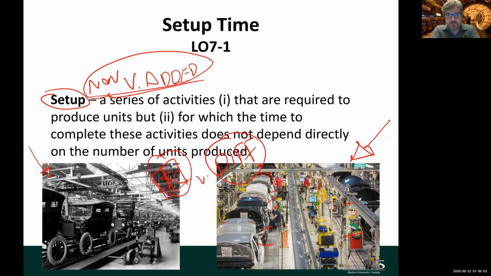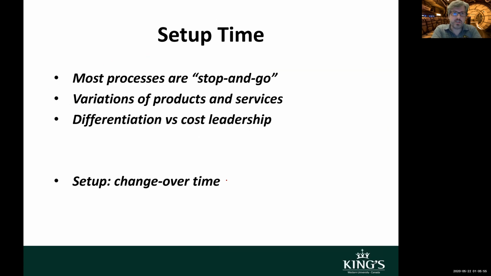So let's see how those two things play out with respect to process. Most processes are in fact stop and go. Almost never do you have a continuous process, right? You always have to do some kind of setup. Sometimes you have to warm up your oven, sometimes you have to calibrate your machine, sometimes you have to change your tools, sometimes you have to change your presses and whatnot. And these happen because you're trying to produce products and services that vary a great deal.